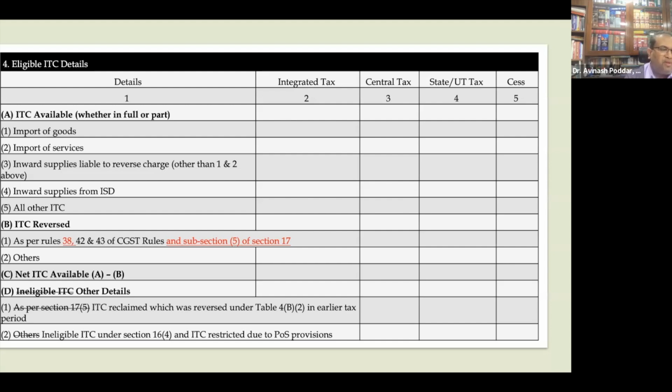And therefore, it is very, very important for all of us to understand one clarification which they have given in para 4.4 of Circular 170. This says it is clarified that reversal of ITC of ineligible credit under section 17(5) or any other provision of the CGST Act and rules made thereunder is required to be made under table 4B and not under 4D of form GSTR-3B. So any reversals, any ineligible credit which needs to be reversed, पहले आप उसको 4B में दिखाएंगे, ना कि आप उसको 4D में दिखाएंगे.